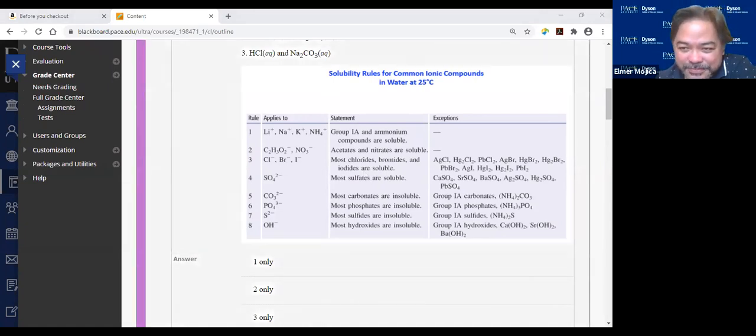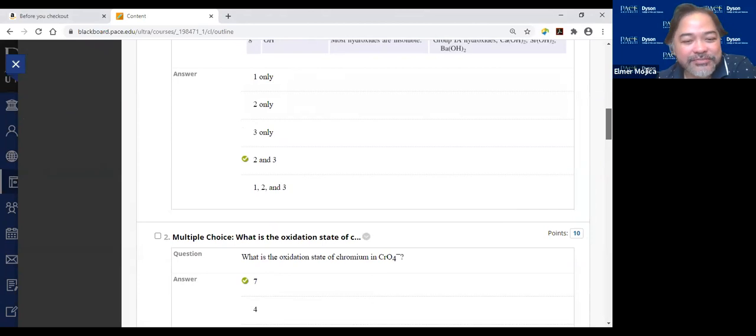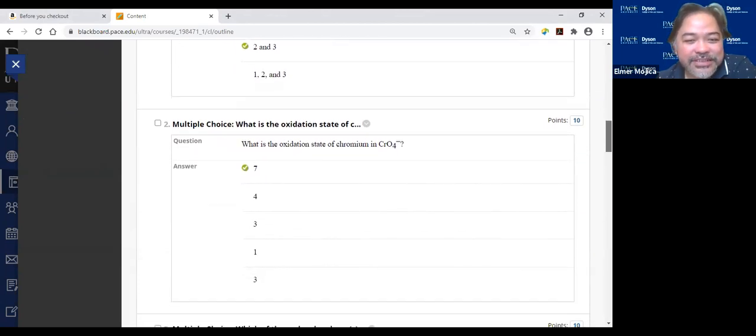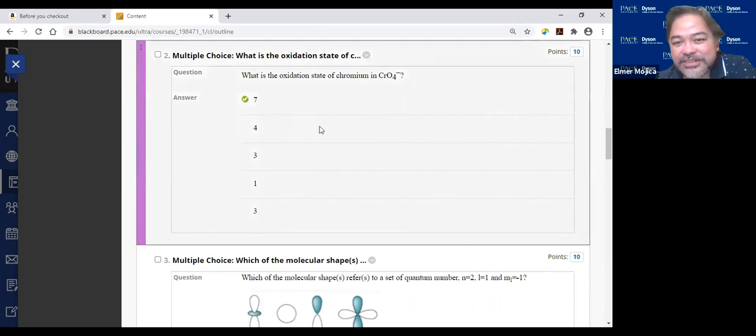The next one, I cannot do it in the form because I have to access it in Respondus, so what I do is I'm editing. What is the oxidation number of chromium? The check there, there's already 7. Expect one question like this.